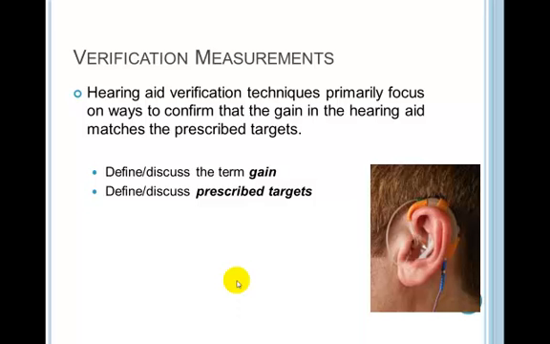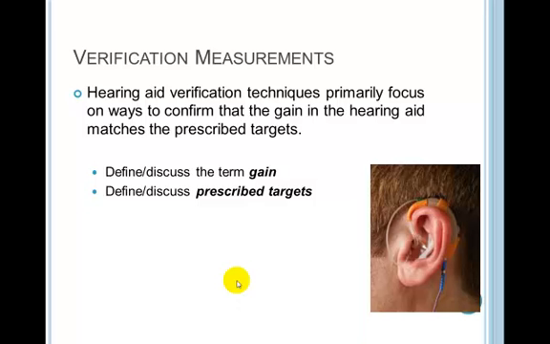And we're going to talk about that in the latter parts of this slide, but let's shift gears for just a moment. The next portion I want to talk about is verification measures, okay? And I guess in a sense I did this backwards, but verification measures.